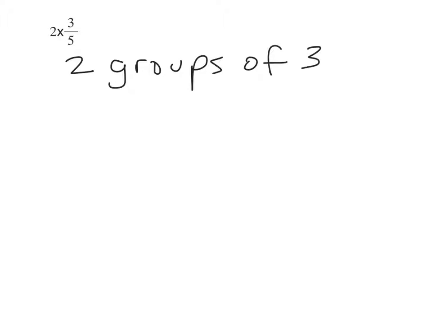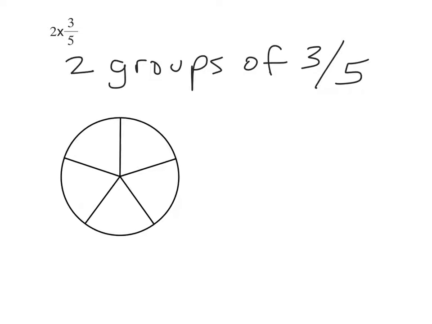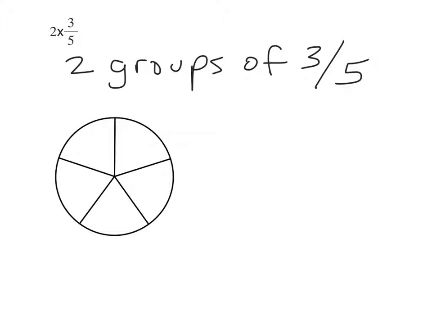Let's try another problem. This time we're going to look at 2 times 3/5. I know that 2 times 3/5 is the same thing as 2 groups of 3/5. Let's bring out that circle again to help us visualize. Here I have a circle cut into fifths, and now I need to mark 3/5.